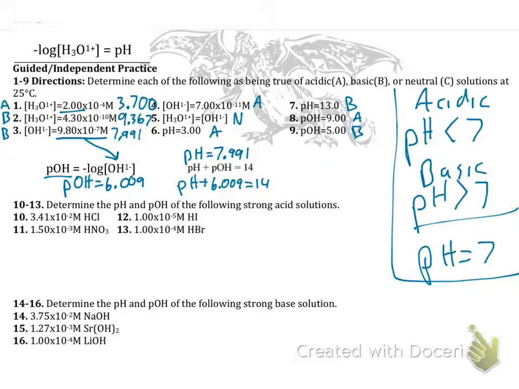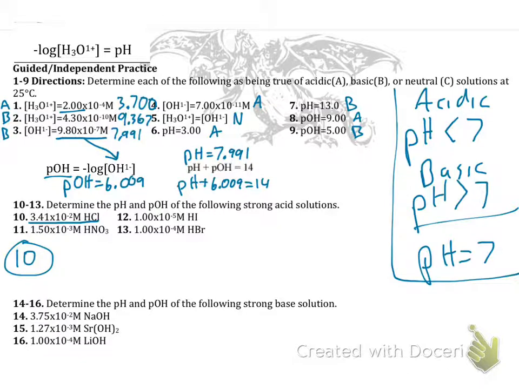Now for this next one, what we're going to do is determine the pH and the pOH of the following. So I'm going to do 10 and 11 with you, and then you can do 12 and 13. Now notice what this is giving us. This is giving us a 3.41 times 10 to the negative 2 molar solution of HCl. If we were to take the negative log of that, is it going to give us the pH or is it going to give us the pOH?